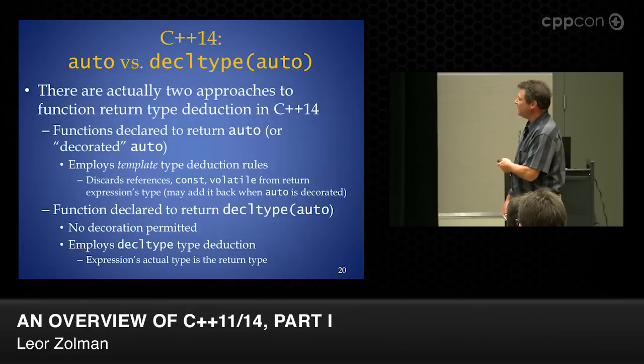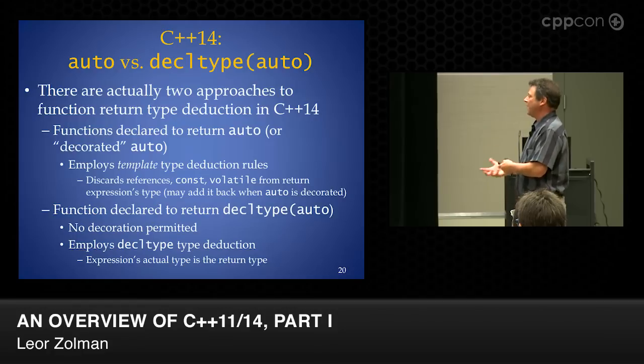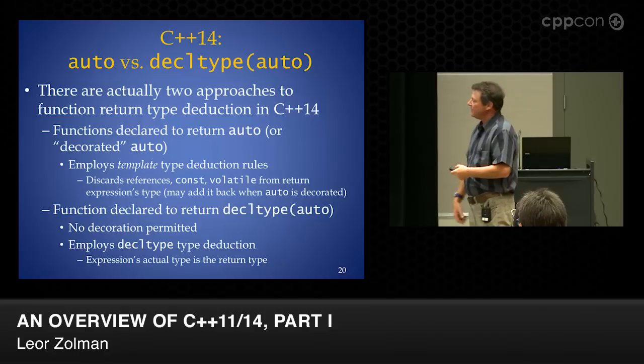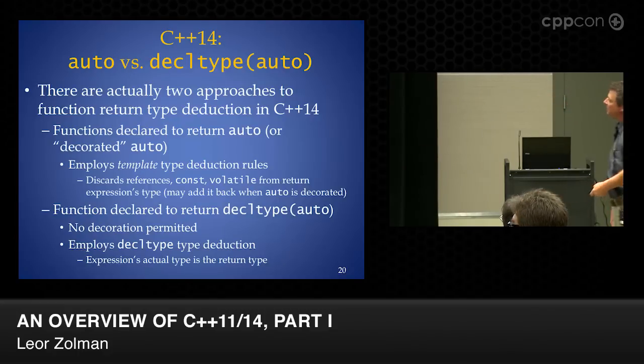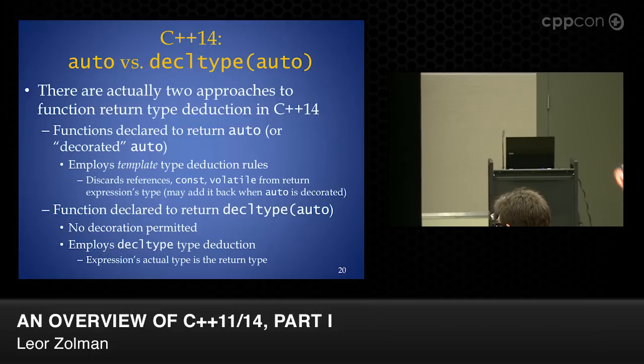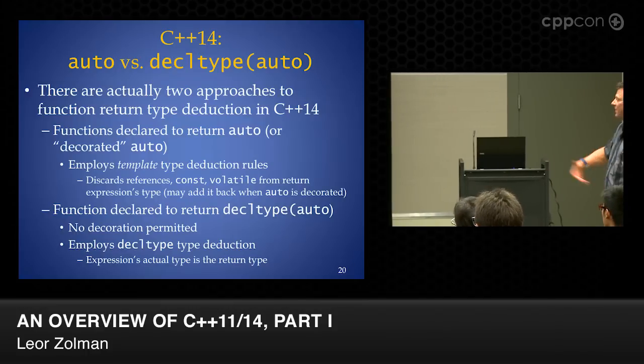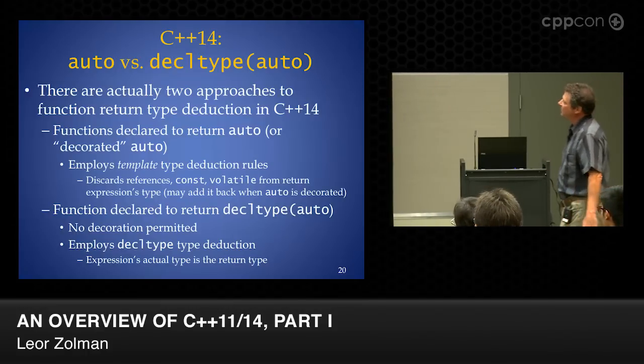If you use decltype auto, then it uses decltype type deduction, which is an exact match for the type of the return expression. And Scott talked about some of the situations where you might want one or the other. Just pointing out that there's that choice. A lot of the time auto is fine, and when it's not, decltype auto might solve the problem.